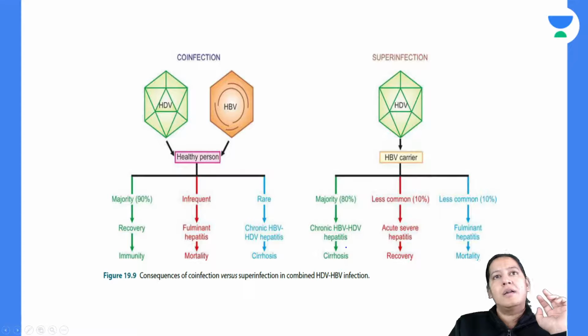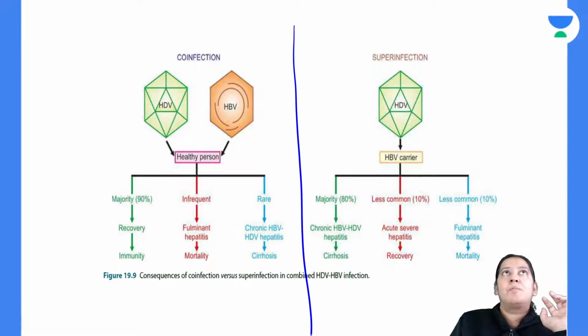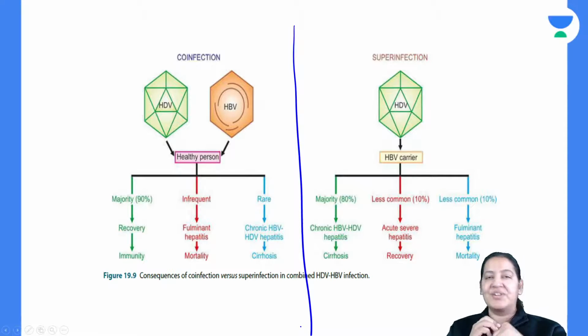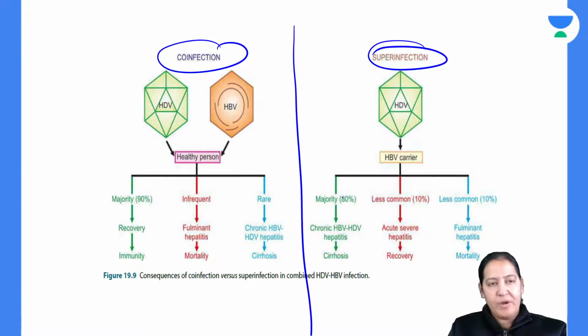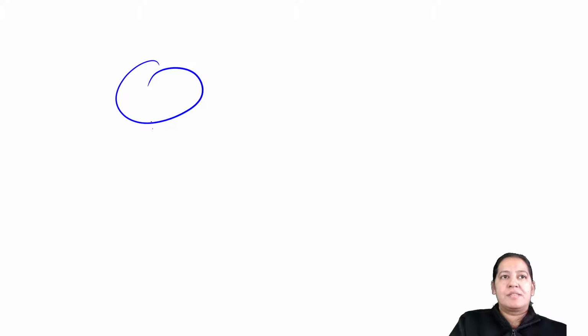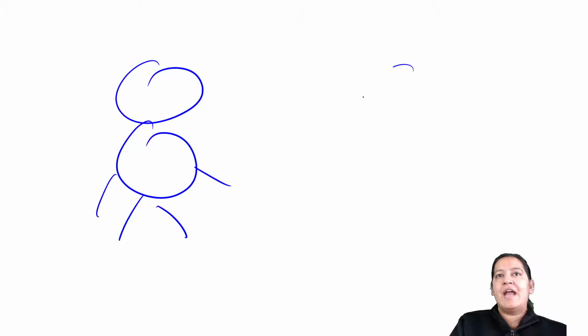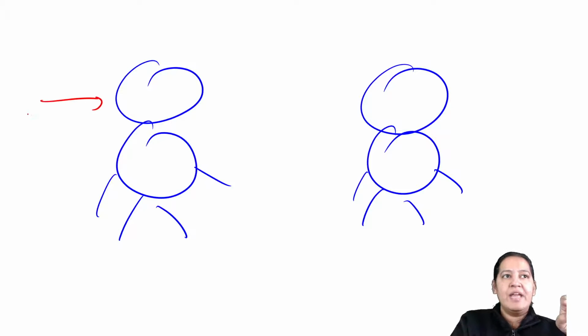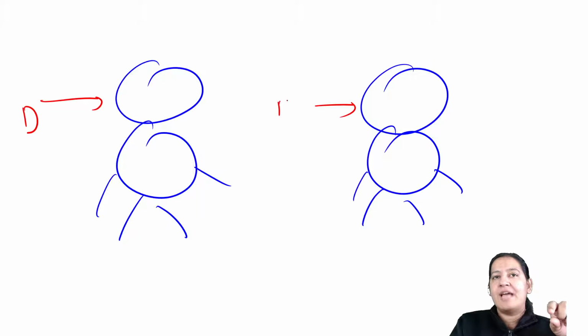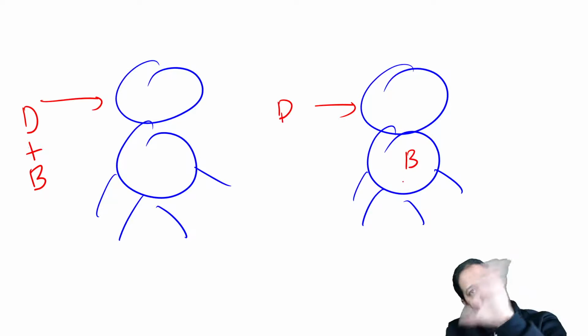Now here two scenarios are there. The last point which I want to explain to end the lecture: the two scenarios are co-infection and super-infection. What do you mean by co-infection and super-infection? There are two persons, person A and person B. D is entering in both of them. D is entering here, hepatitis D, and hepatitis D is entering here also. Here D is entering along with B. And here D is entering alone, but B is already there, he is a carrier of B.